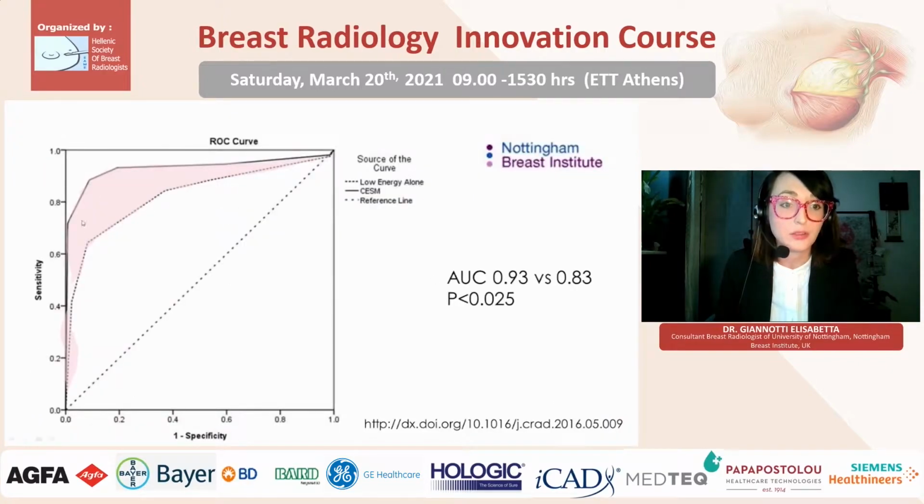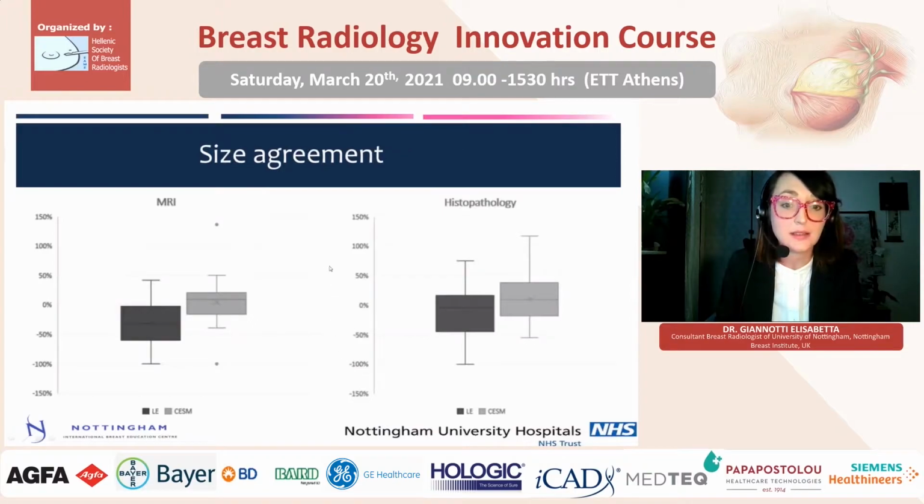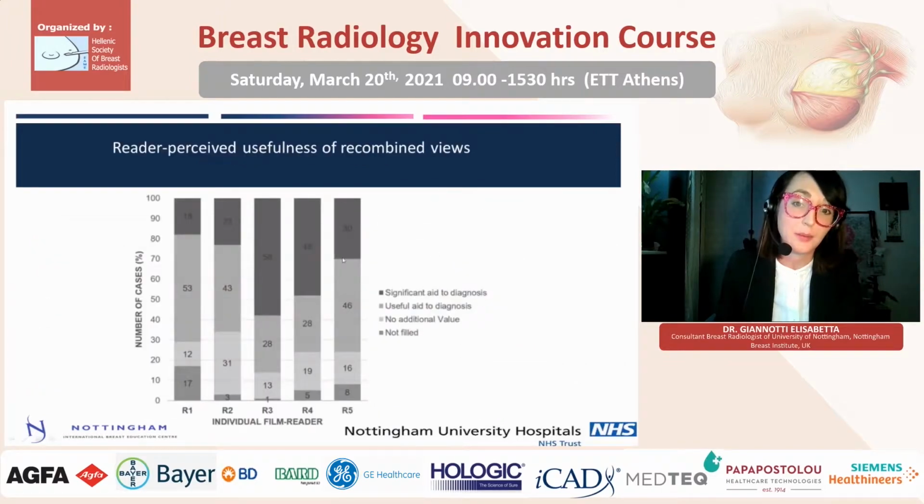And it's impressive, as we can see from the ROC curve. This is the low energy, and we can see that using contrast mammography increases the sensitivity and specificity of our standard mammogram. In terms of sensitivity and specificity, it outperformed the low energy picture. The size was in agreement with MRI and histopathology as well. And as you can see in this graph, the darkest area shows that for all the readers, contrast mammography is a significant aid to diagnosis.